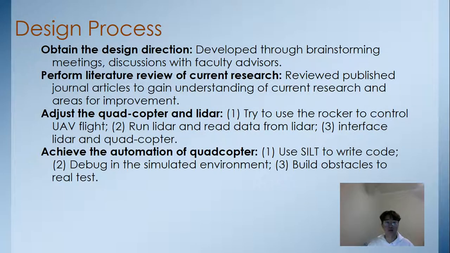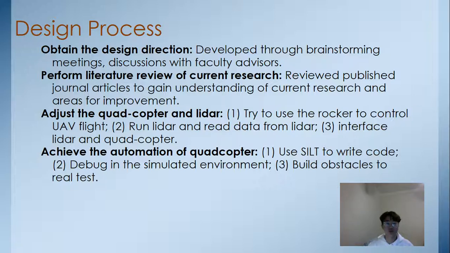Okay, so the next part is the design process. First, we obtain the design direction. That means we develop it through brainstorming meetings and discussion with our faculty advisor. Then we perform a literature review of current research. We review published general articles to gain understanding of current research and areas for improvement.